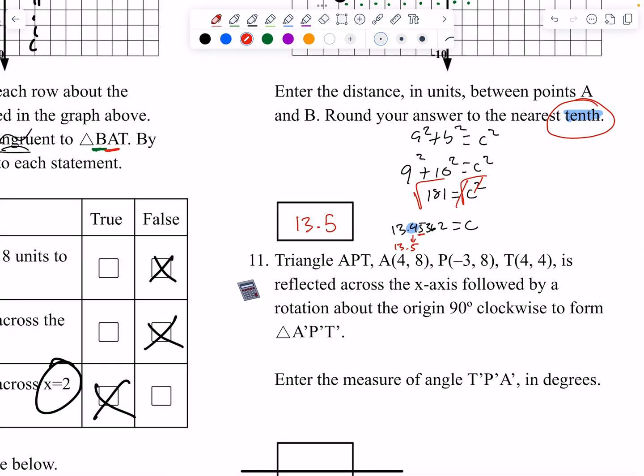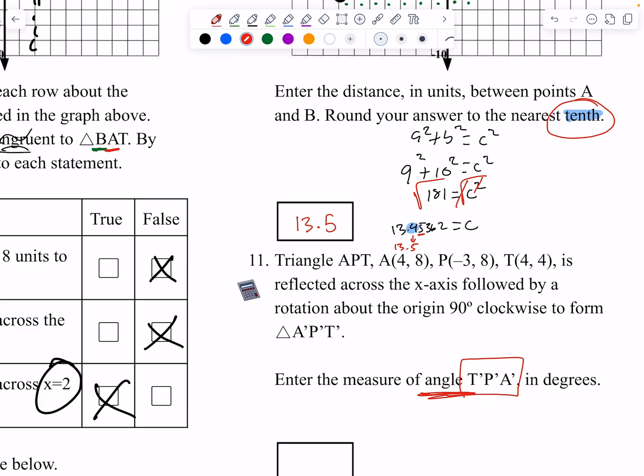All right, triangle APT. Oh, it's a Bruno Mars song, huh? Anyways, it is reflected across the x-axis, followed by a rotation. Enter the measurement of angle TPA prime in degrees. That's weird. Okay, this is like high school stuff now. So I'm like, why would they give you this type of question? They should have made it easier for you. Again, this is because I've done so much math in life.